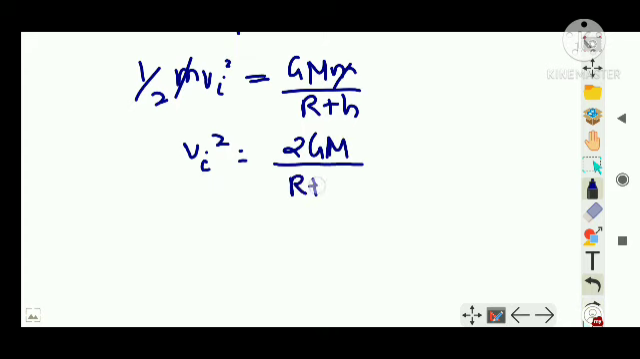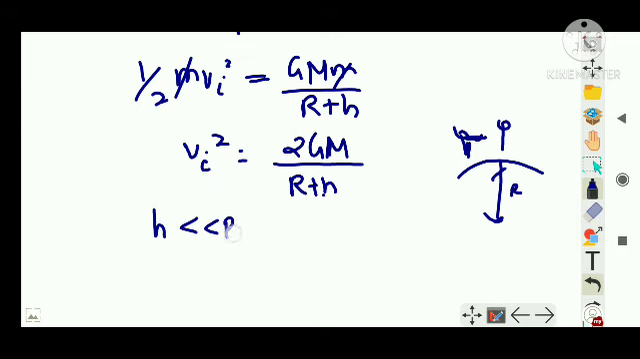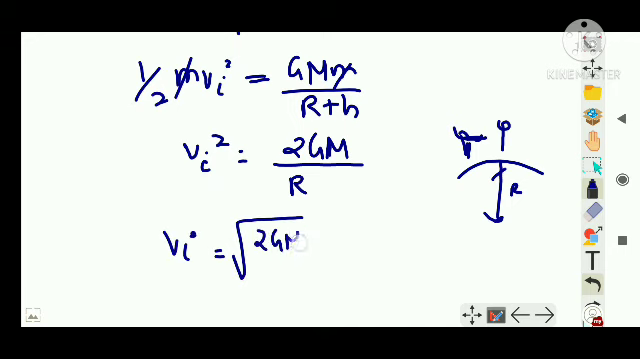And we are going to assume that the ball we are throwing or handling is very small when compared to Earth. If you hold the ball in your hand, this height is very small compared to the radius of Earth. So I can neglect this h, means this part goes off. So Vi squared is equal to 2GM by r. I can write Vi is equal to root 2GM by r. This is the expression for escape velocity.